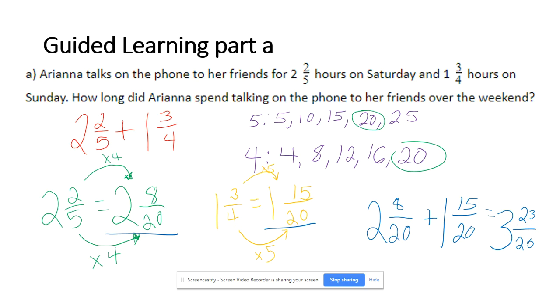3 23/20. Well, I see the numerator is bigger than the denominator, so I know that I can at least take out 1 more whole. 1 whole would be 20 over 20, so that would now be 4 wholes. And if 20 over 20 is 1 whole, I need 3 more parts to get to 23, so that'd be 3/20. 3 23/20 is equivalent to 4 3/20. Our answer is 4 3/20 hours.